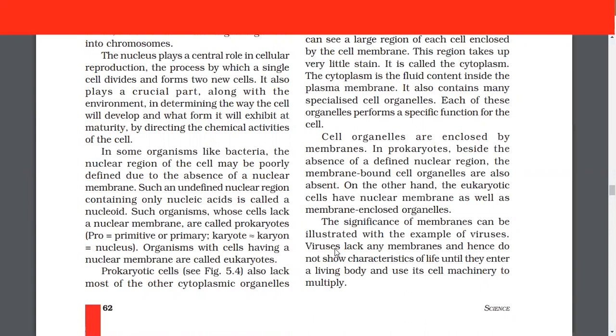Each of these organelles performs a specific function for the cell. Cell organelles are enclosed by membranes. In prokaryotes, besides the absence of a defined nuclear region, the membrane-bound cell organelles are also absent. On the other hand, eukaryotic cells have a nuclear membrane as well as membrane-enclosed organelles.